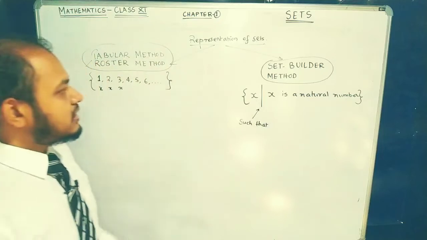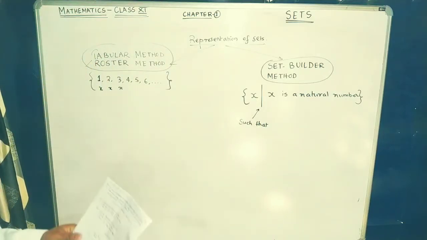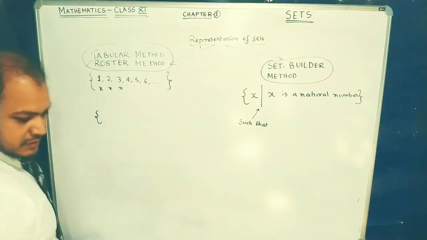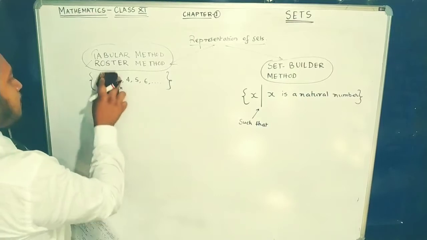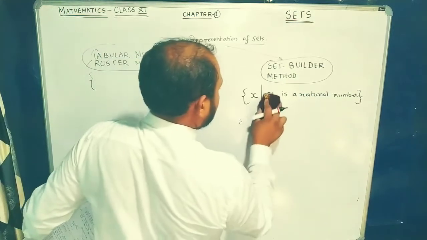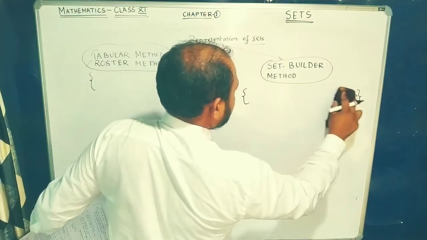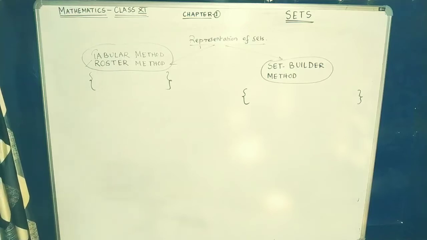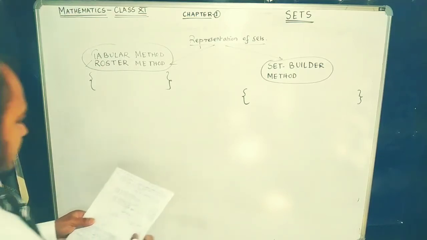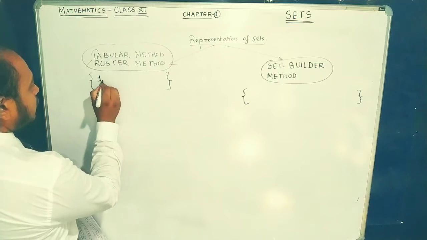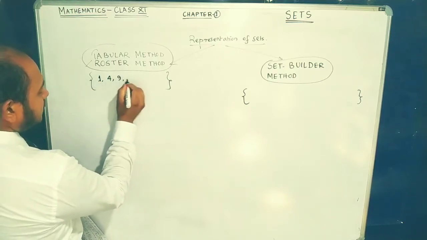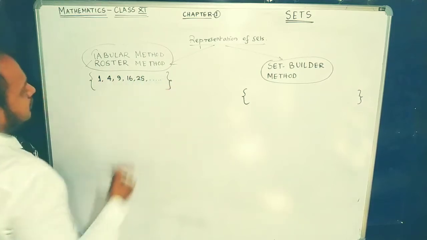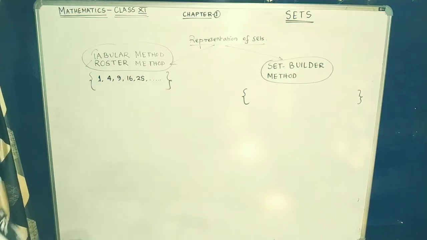So let me give you another example of set builder method. Let us say you have a set like this, or let me rub it out first. Understand it properly. It's very important. You will definitely find a question in your final exam regarding the method of representation of sets. Let us say we have a set 1, 4, 9, 16, 25, and so on. It goes on. It is never ending.